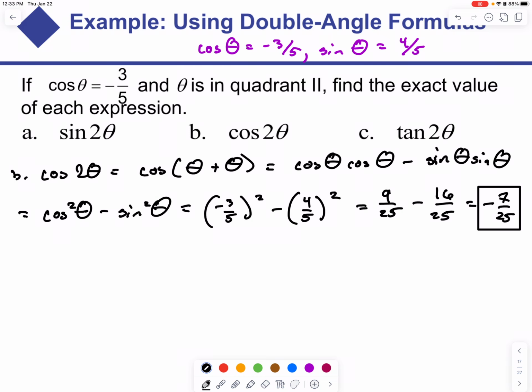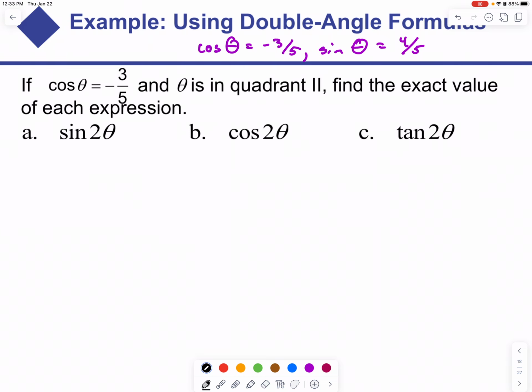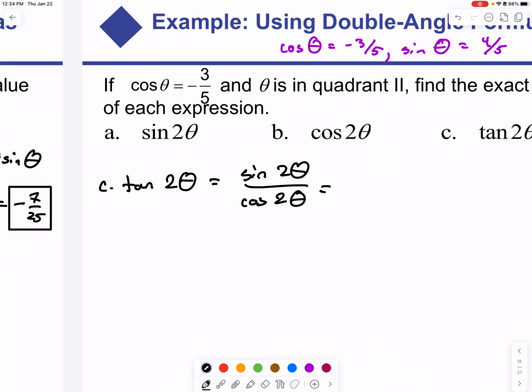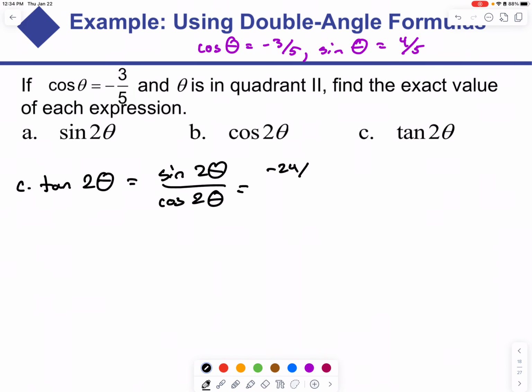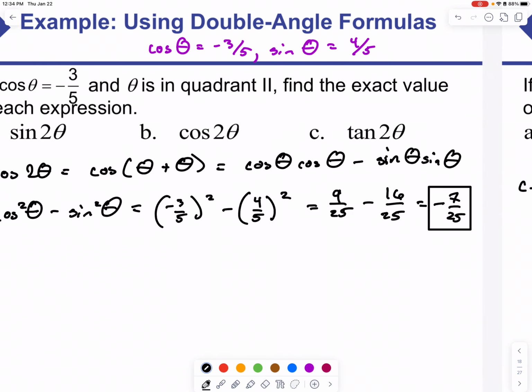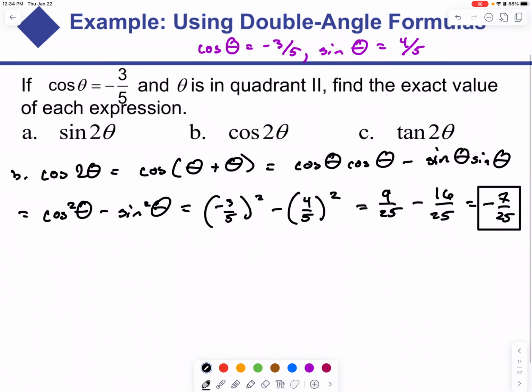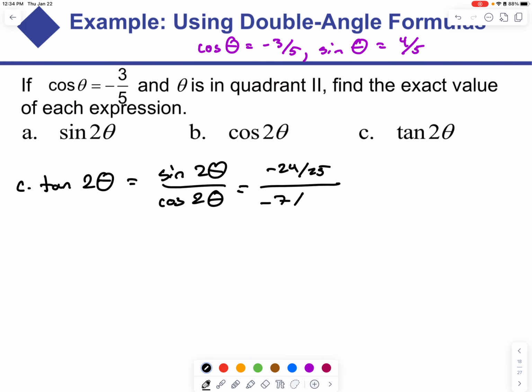Maybe I can fit C. I'll just go ahead and do C on the next slide. Okay. So then for C, we have what? The tan of 2 theta. That maybe we can do what? The sine of 2 theta over the cosine of 2 theta. So for sine, we got a negative 24 over 25. For cosine of 2 theta, negative 7 over 25. So then ultimately there we get a positive 24 over 7.